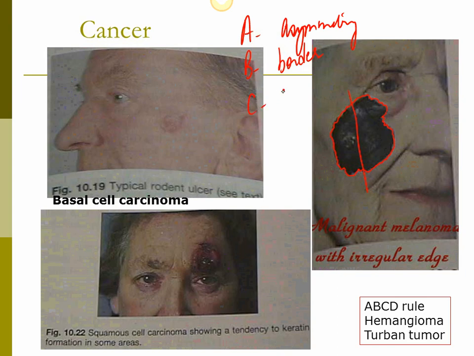C stands for color. The more colors there are, the more dangerous it is. So you may have somebody with a little brown, red, blue, brown, red, black. The more colors there are, there's more activity going on, and the prognosis is worse.